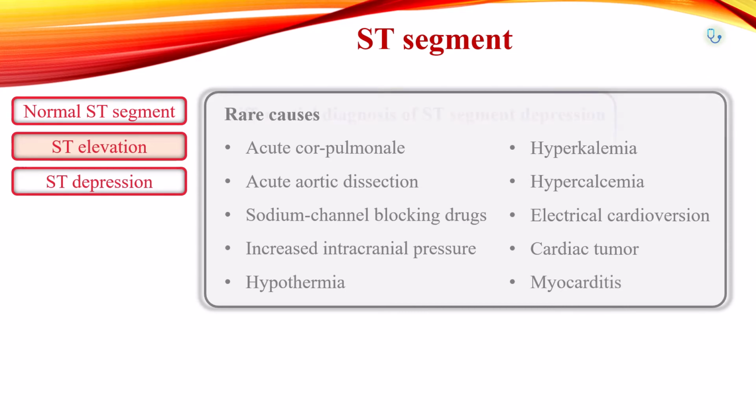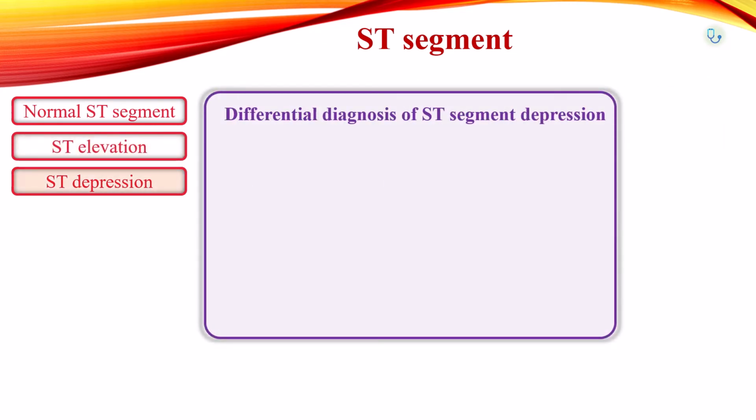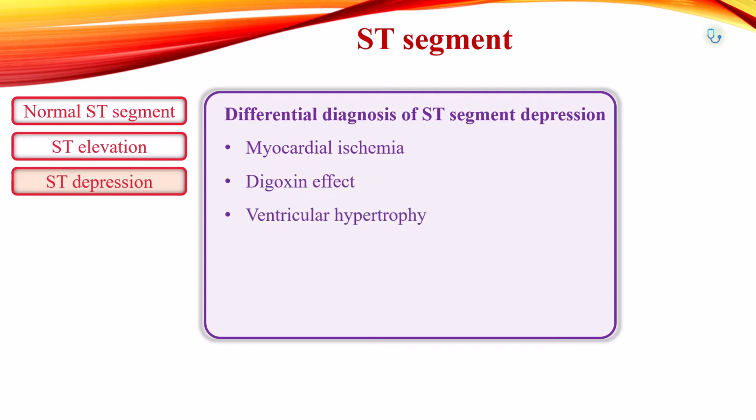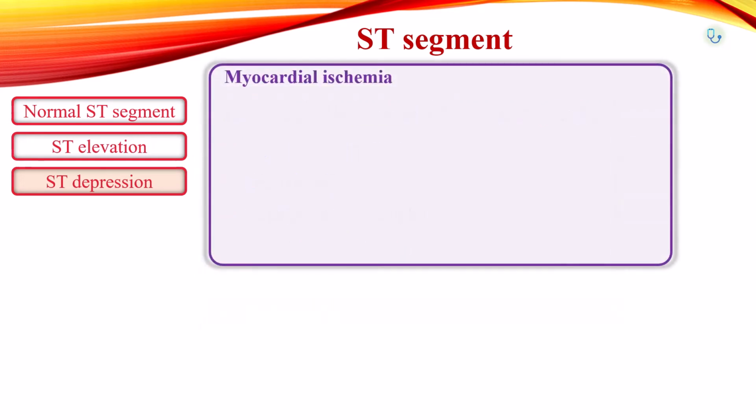Now, let's focus on ST depression. Causes of ST segment depression include myocardial ischemia, effect of digoxin, secondary to repolarization abnormalities in right or left ventricular hypertrophy and bundle branch blocks, hypokalemia, and secondary to tachycardia. The most important cause of ST segment depression is myocardial ischemia due to coronary artery disease.